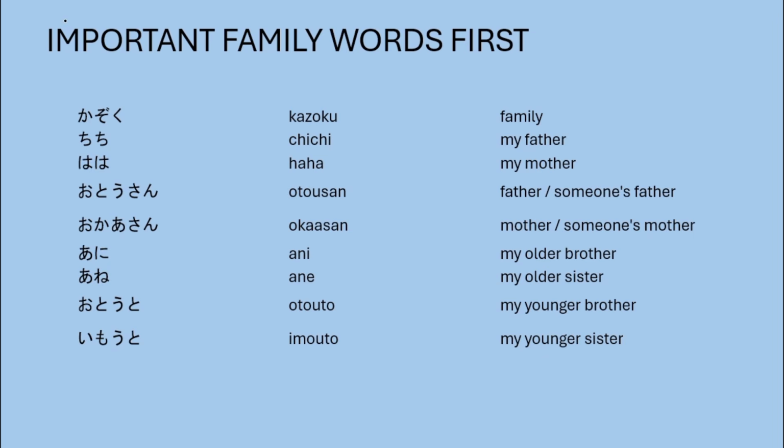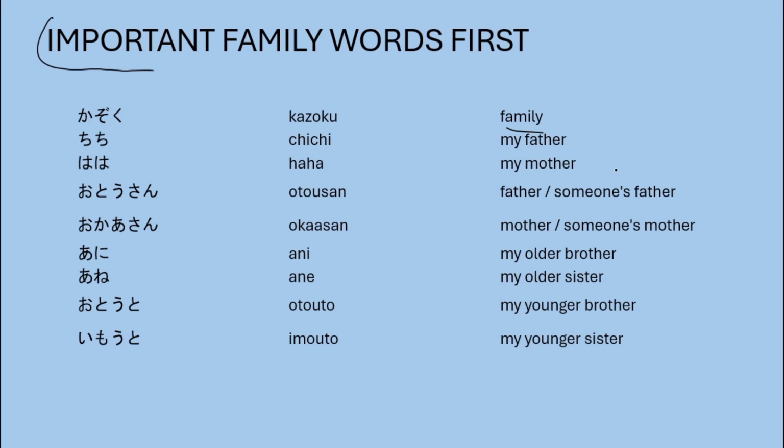First, let's see some important words and names related to our family. The first: how do we say family? Kazoku. Kazoku means family in Japanese. Father, my father, chichi. My mother, haha.